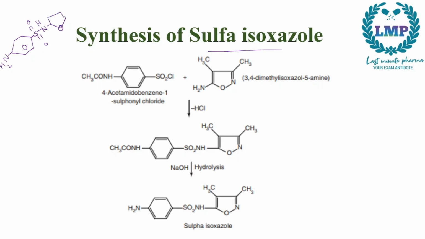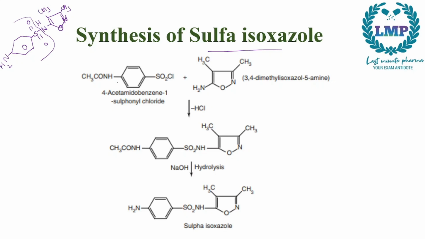So oxazole ring here, then CH3 and a CH3 group here. This is a structure of isoxazole. So first we will start with this part right here, and we will add a chlorine here. So we will get, and here we will get a CONH. So we'll start with this structure right here.